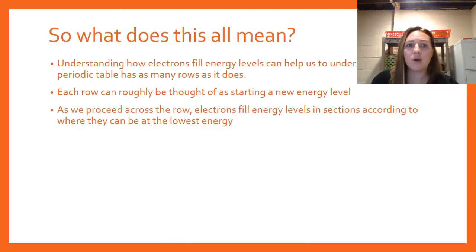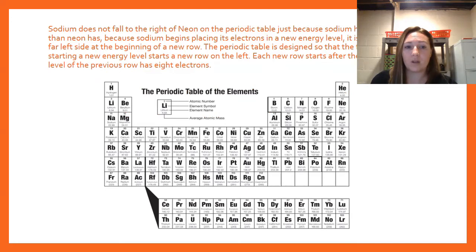So what does all this mean? Understanding how electrons fill energy levels can help us to understand why the periodic table has as many rows as it does. Each row can roughly be thought of as starting a new energy level. As we proceed across the rows, electrons fill energy levels in sections according to where they can be at the lowest energy. So again, we have all these rows, and they start based on how they can fill. So even though potassium starts our 4th energy level, it didn't necessarily fill the 3rd one, but it's in the 4th row and has 4 energy levels.